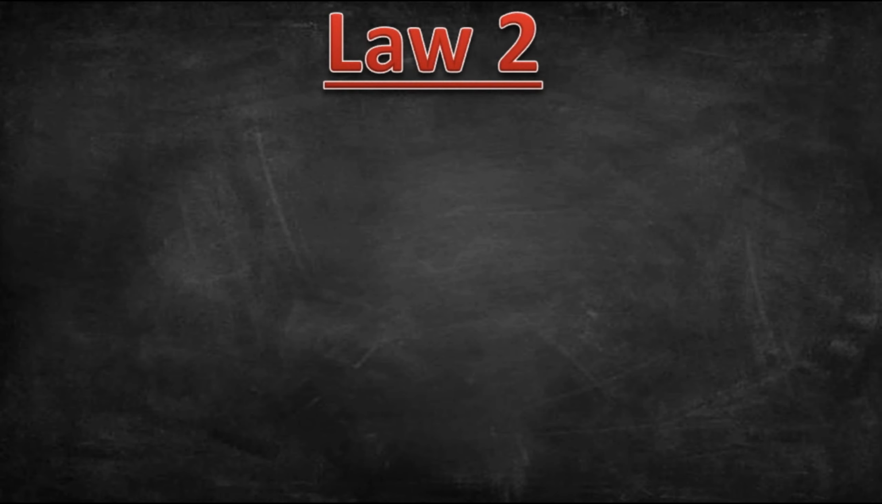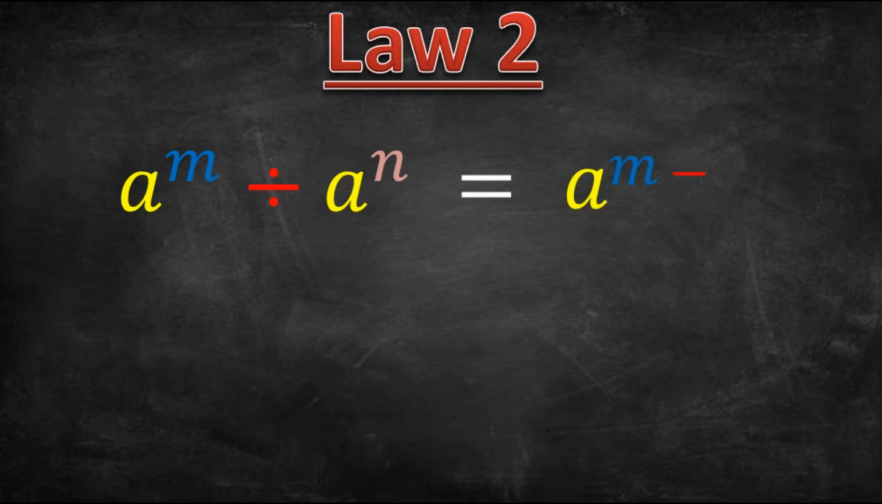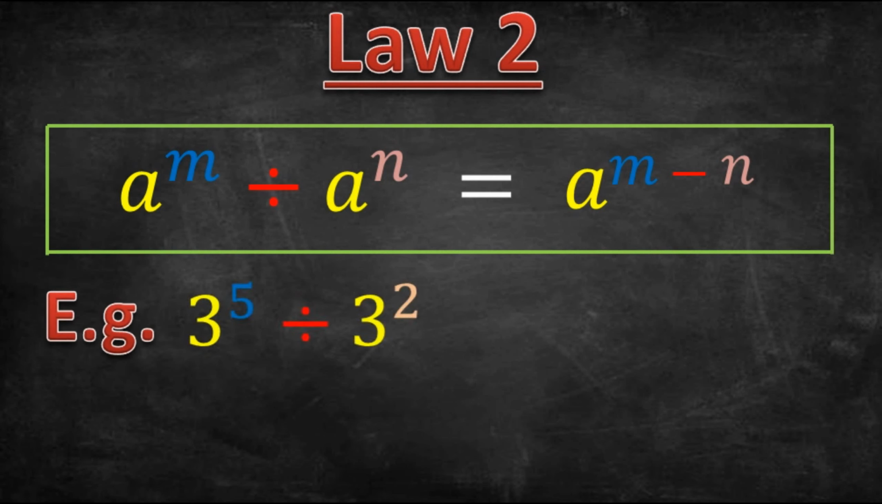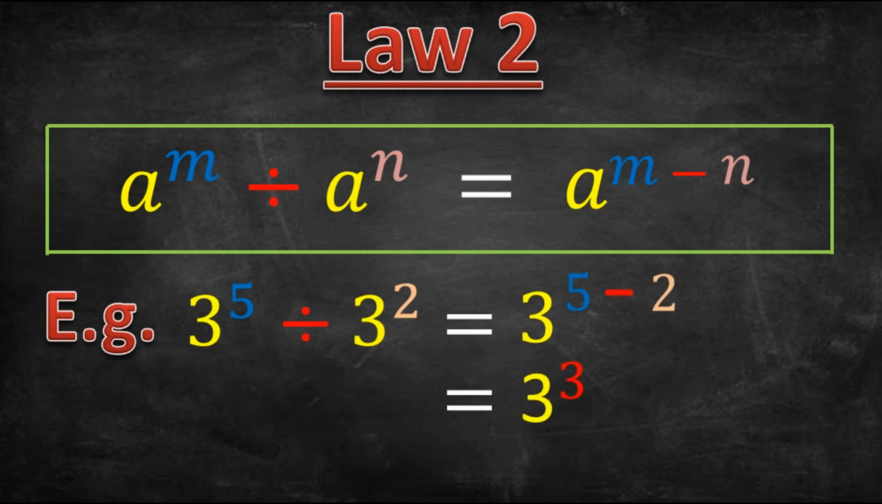The second law of exponents says a to the m divided by a to the n equals a to the m minus n. In other words, when we divide two numbers with the same bases, we subtract the powers. Let's look at a quick example. 3 to the 5 divided by 3 squared. The bases are the same, so we can subtract the powers. So it's going to be equal to 3 to the 5 minus 2, which equals 3 cubed, and we know that it's equal to 27.